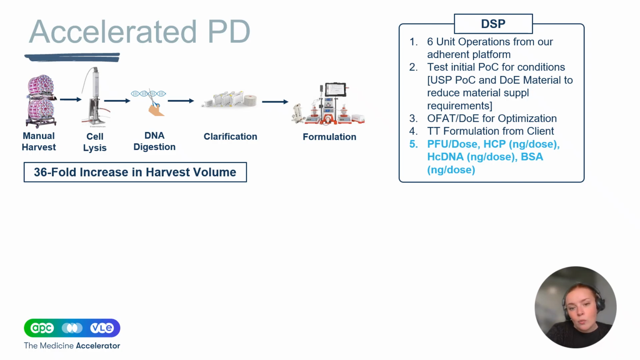So we took the 6 unit operations from our adherent platform is essentially what we added on. And we tested initially a proof of concept feasibility study from our own platform that we have. So this isn't a platform that brings any IP with it. It's just from the vast SME knowledge that we have on site in our downstream scientist team. And then we performed OFAT and DOE for optimization. And then we actually tech transferred the formulation step that you see there directly because it worked quite well, and TFF is a very scalable unit operation.